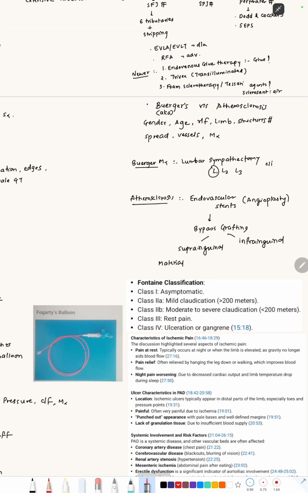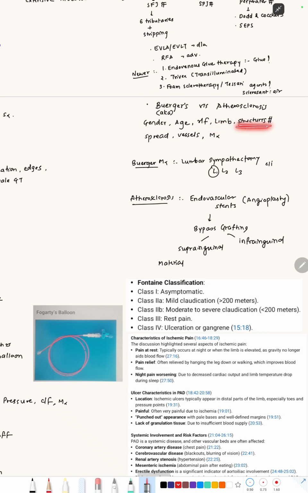Then the risk factor for Buerger's disease is going to be smoking. In atherosclerosis, smoking is also seen. So smoking is a common risk factor for both. But apart from that, alcohol, type A personality, and all this come. Then talking about the limbs, in both of them, lower limb is greater than upper limb.